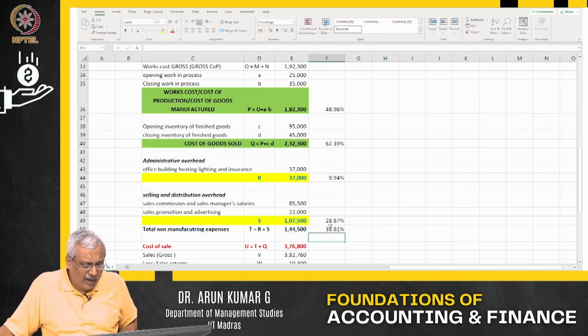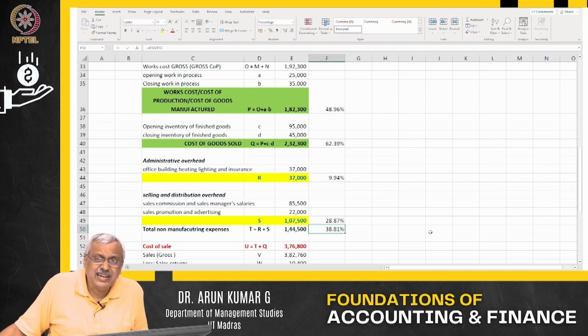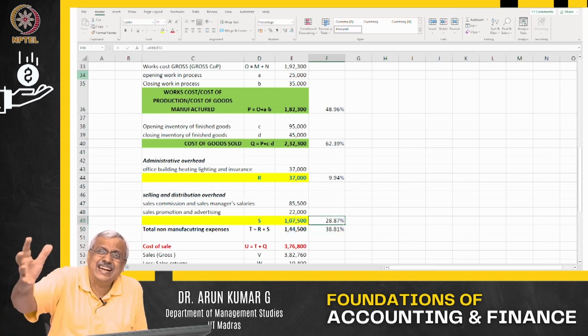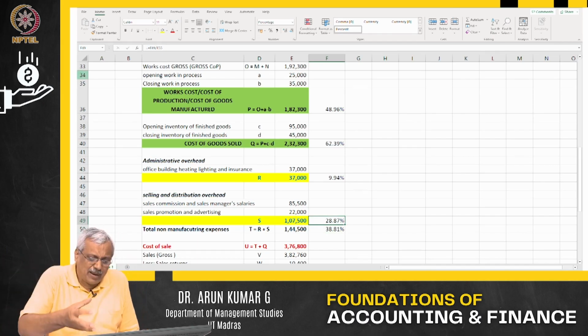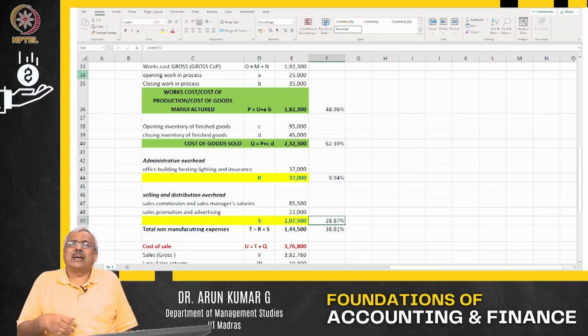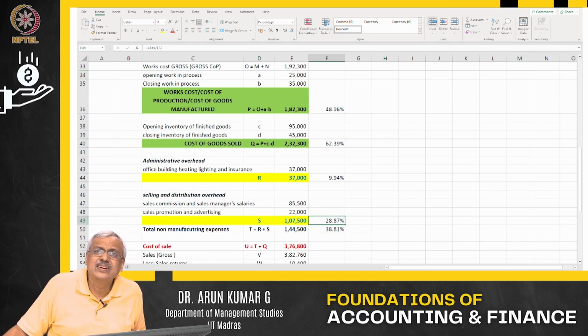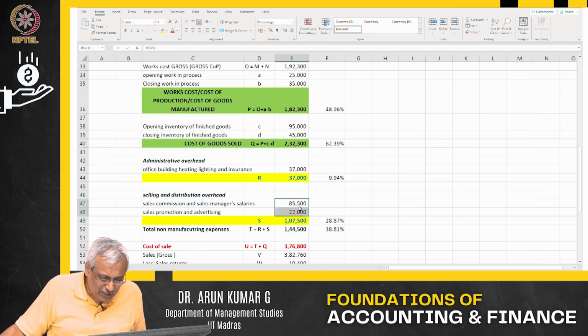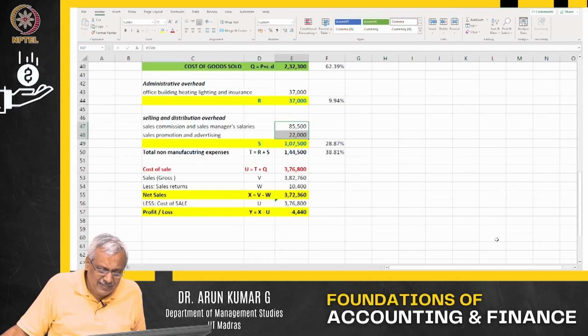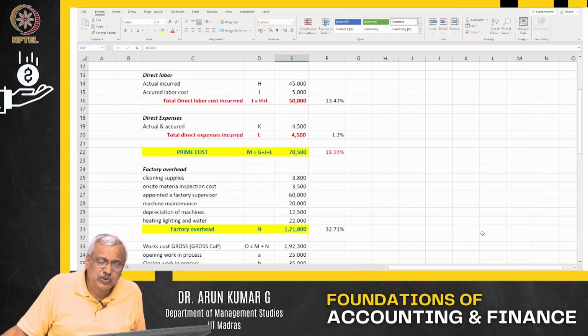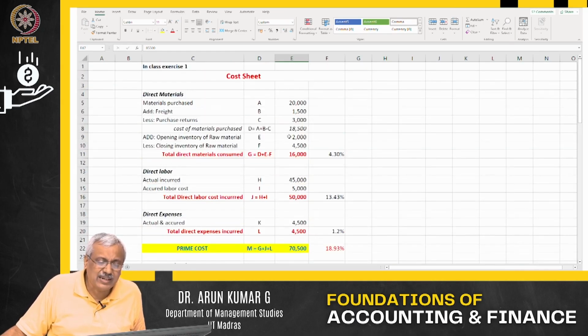Now I see that my non-manufacturing itself is about 38.81%. That is, my selling expenditure is about 28.87. Can I control the selling and distribution expenditure? I am not getting that kind of return because I am making a loss. So yes, I can do it. Maybe I should monitor these two expenditures. So basically this gives you some room for cost control. This is what we call the cost sheet.